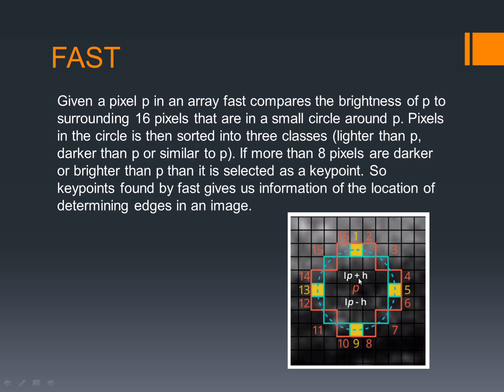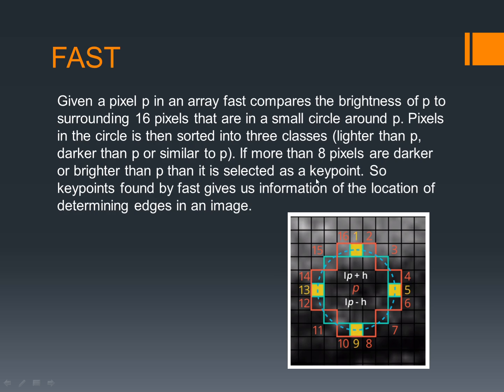If suppose this pixel's intensity is greater than IP plus H, then it's said to be brighter. If it's less than IP minus H, then it's said to be darker. And if it lies in the range between IP plus H and IP minus H, then it's called similar. So out of the 16 pixels, if more than 8 pixels are darker or brighter continuously, then it's said to be a key point.